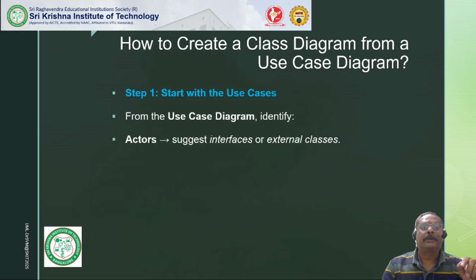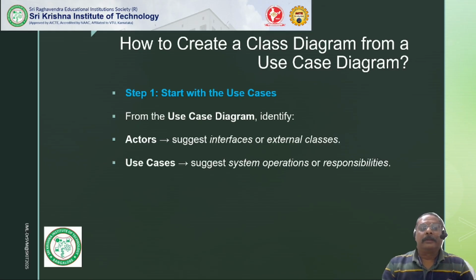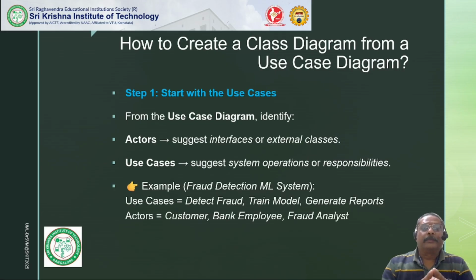From the use case diagram, identify the actors. Actors suggest interfaces or external classes. They are not internal classes, they are external classes because they are outside our system boundary. So they may suggest interfacing to the external world, or they may be external classes, and the use cases suggest the system operations or responsibilities. For example, in a fraud detection machine learning system, the use cases are detect fraud, train model, generate reports, and the actors here are the customer, bank employee, fraud analyst, and so on.